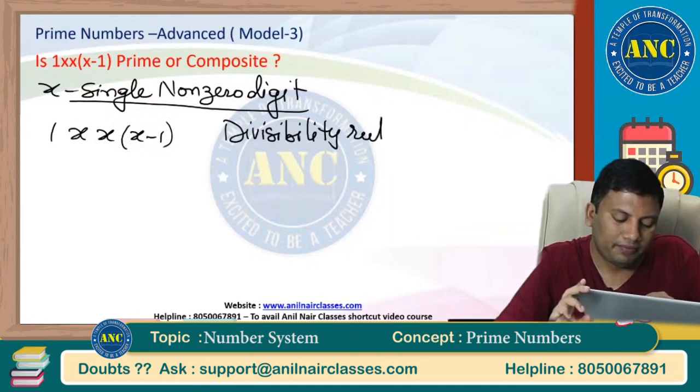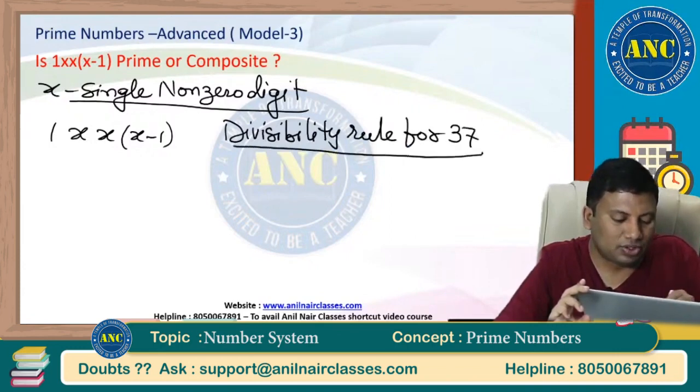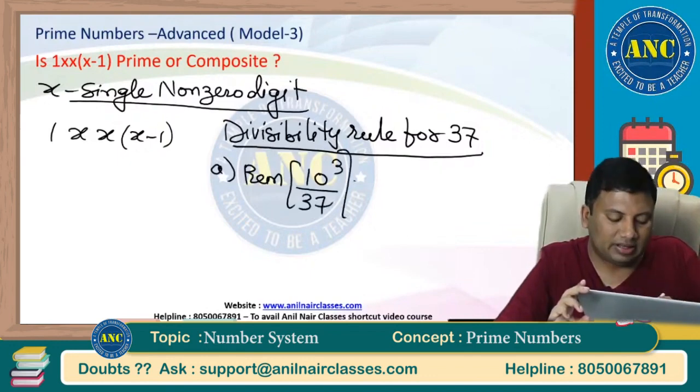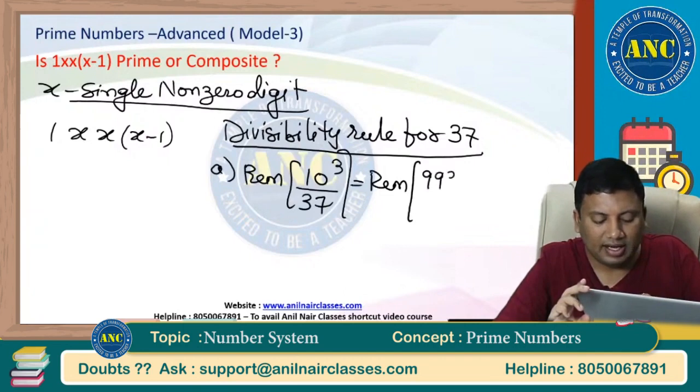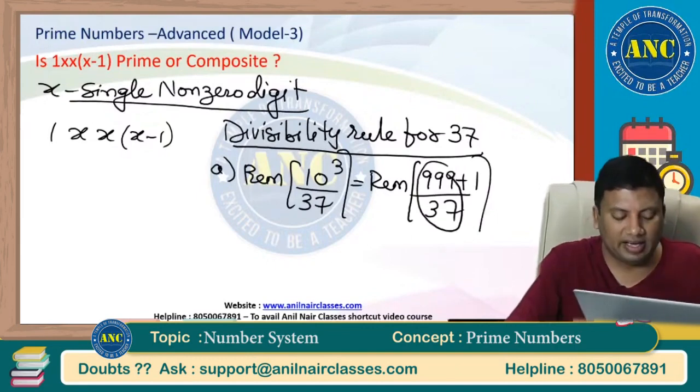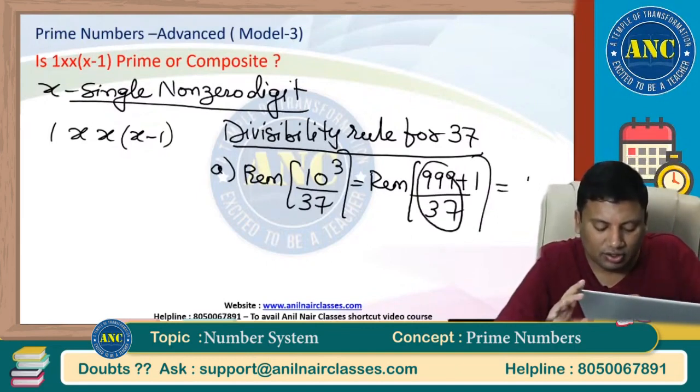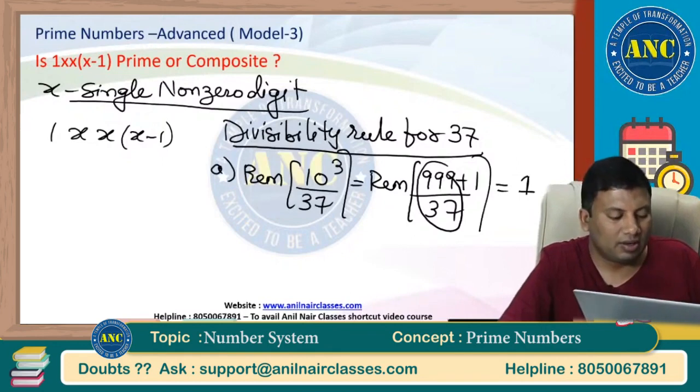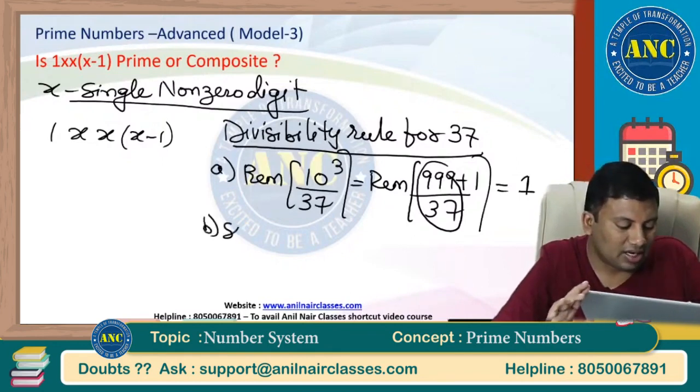Divisibility rule for 37. There are two concepts you should know. First one, the remainder when 10 cube is divided by 37. 1000 divided by 37. This is nothing but 999 plus 1 when divided by 37. 999 is perfectly divisible by 37. So the remainder is 1.